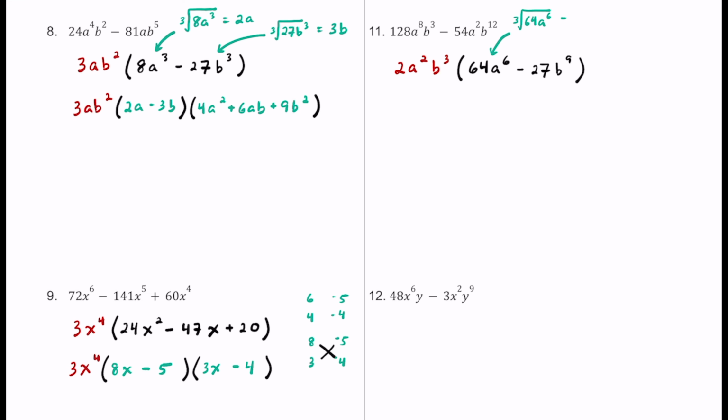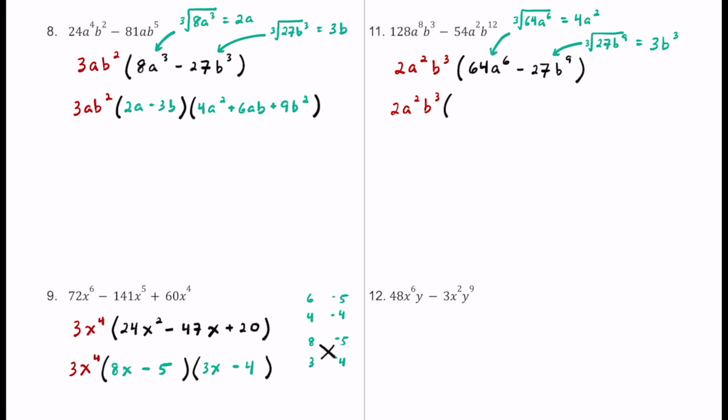So if we take the cube root of this first one, it's going to be 4a squared. And if we take the cube root of this, 27b to the 9th, the cube root of 27 is 3, and the cube root of b to the 9th is b to the 3rd. So this is indeed a difference of cubes. All right, let's keep the GCF out in front, so 2a squared b to the 3rd power out in front.